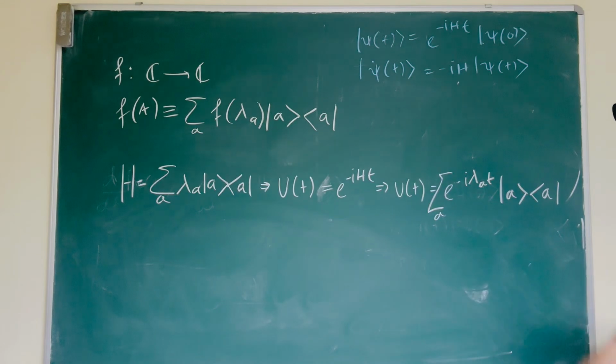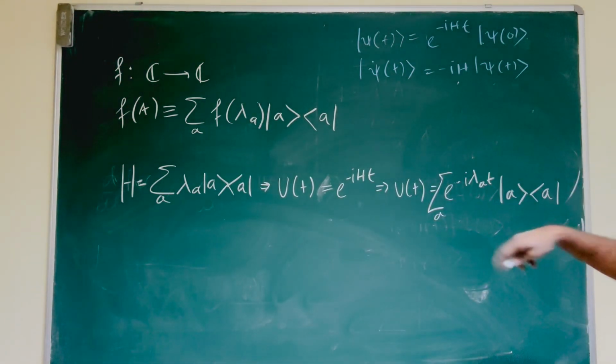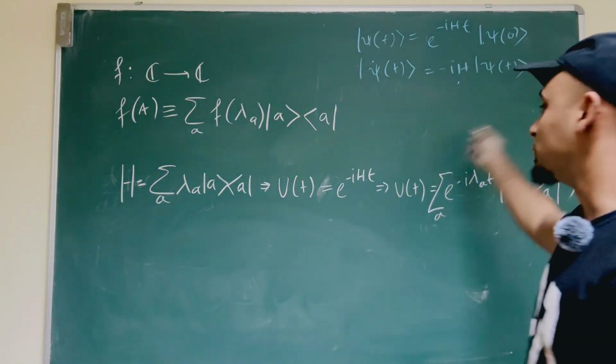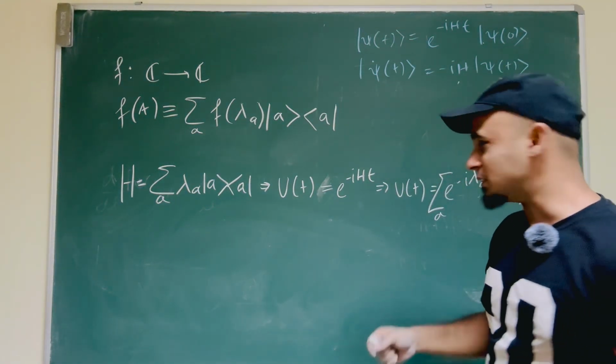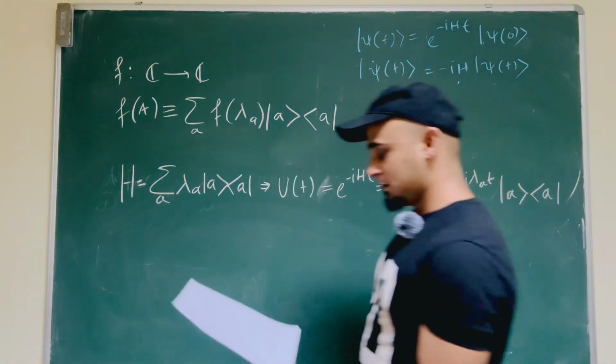Just write H in this form, put it here, and you will realize that Ut is actually e to the minus i lambda A t times this thing. Again, you need to do a little bit of calculation to realize it if you don't see it exactly.